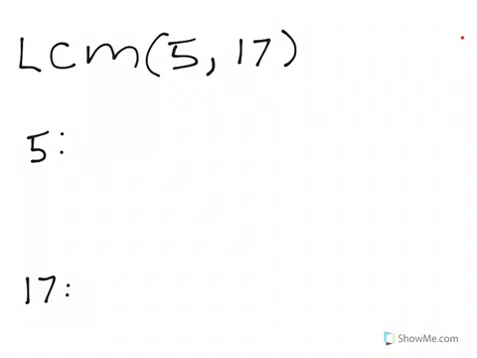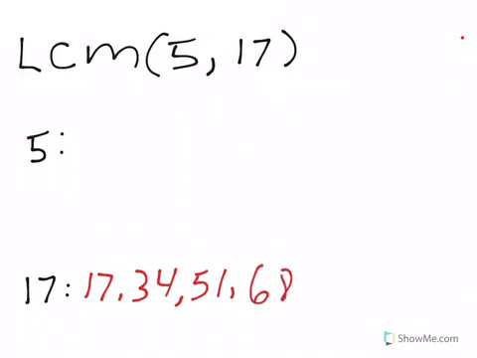So we have 17 times 1 is 17. 17 times 2 is 34. 17 times 3, 51. 17 times 4 is 68. 17 times 5 is 85. So I see right there, hey, this is my first number that ends in a 5, right?